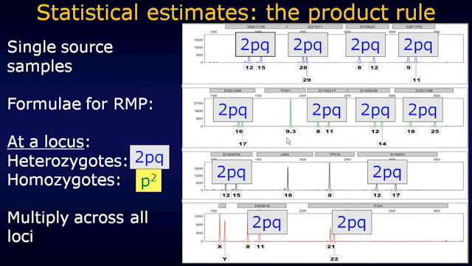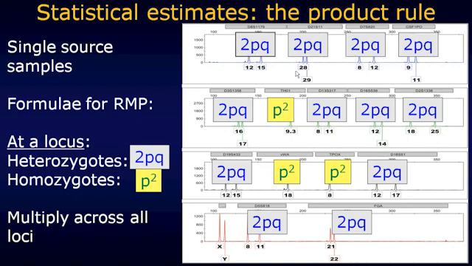All that we're going to do here is multiply the frequency of the 9.3 allele times the frequency of the 9.3 allele. And we'll do the same thing for all of the other homozygous loci. And when all is said and done, when we want to talk about how common or rare a combination of alleles at a locus is, that's the formula that we would use at each individual locus.